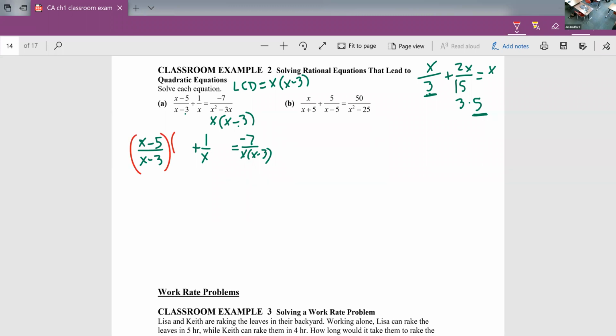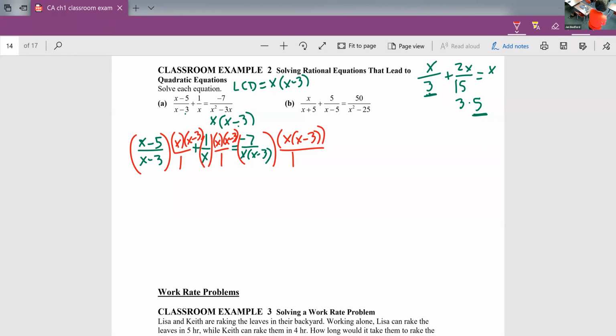That's right, the x times x minus 3. Again, I'll put that over 1. And then this gets multiplied times x minus 3. And I'll put that over 1. And then this gets multiplied by x times x minus 3. And I'll put that over 1. Okay? So far, are we okay?